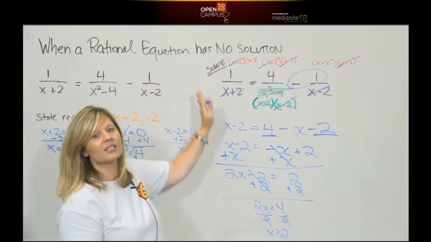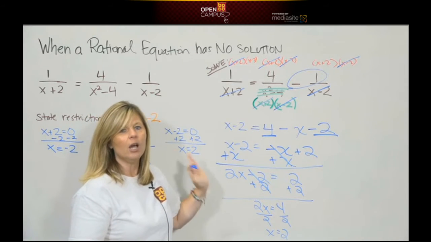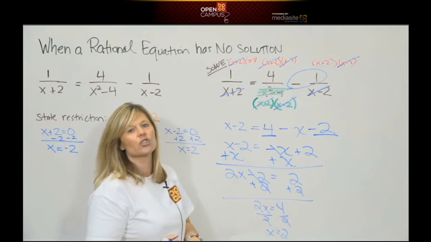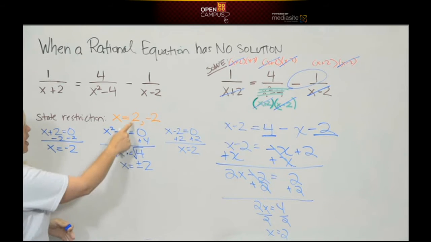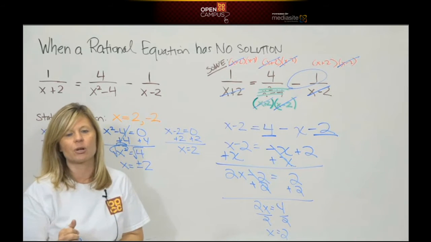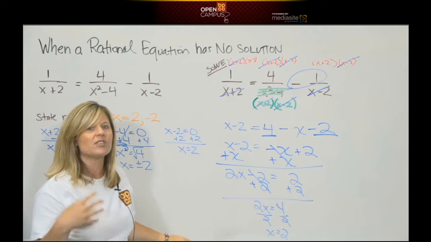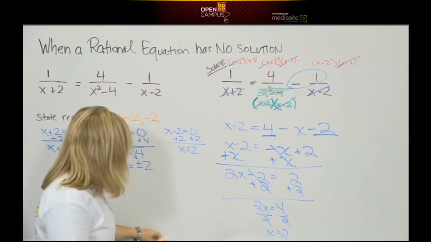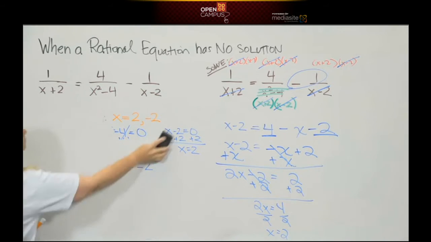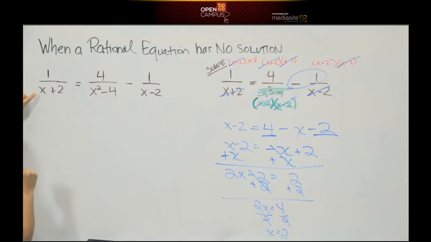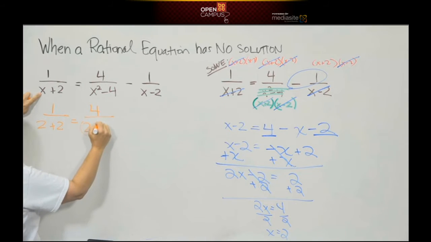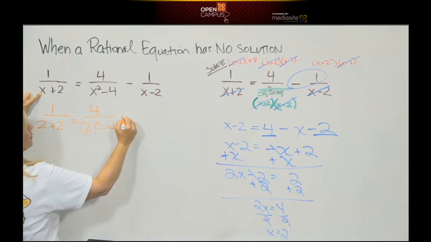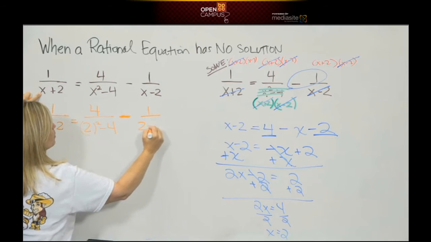So you did the process correctly. You solved correctly. You got x isolated. You got x is 2. But you told me here the restrictions. You told me up front, if x is 2, it can't be the answer. And the reason why, ladies and gentlemen, is if you go to check it. If we went to check this equation, and we substituted in here a 2, we would get 1 over 2 plus 2 equals 4 over 2 squared minus 4 minus 1 over 2 minus 2.